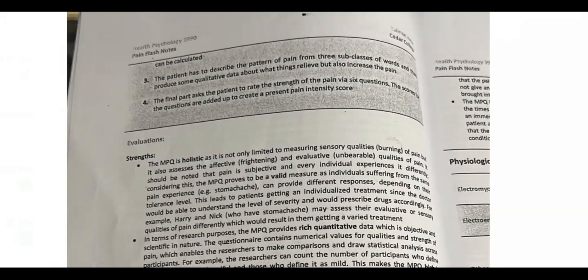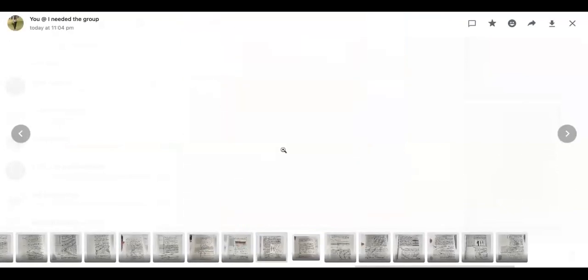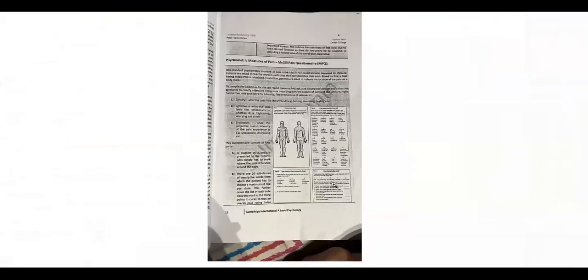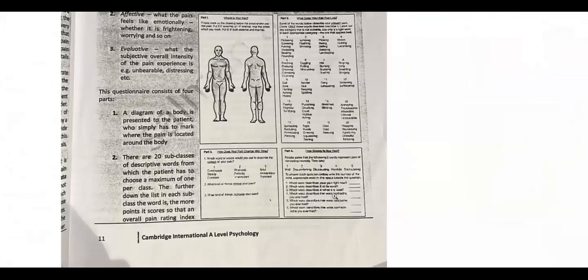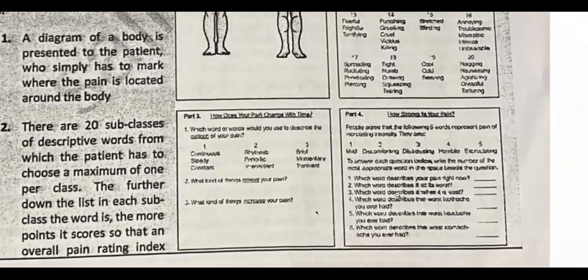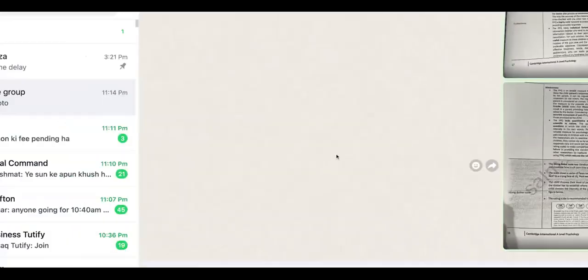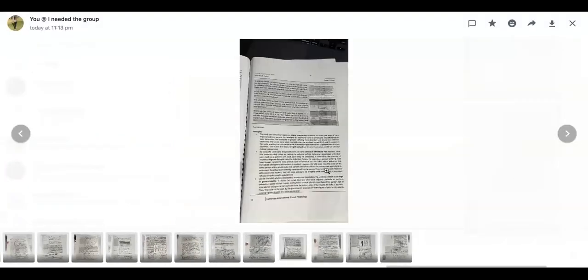And then moving ahead, the final part asks the patient to rate the strength of the pain via 6 questions. The scores of these questions are added up to create the PRI, the pain rating index. So this is the last part over here. These 6 questions, you have to answer them like a questionnaire. That's it. Do you understand? Yes, miss. Amazing.